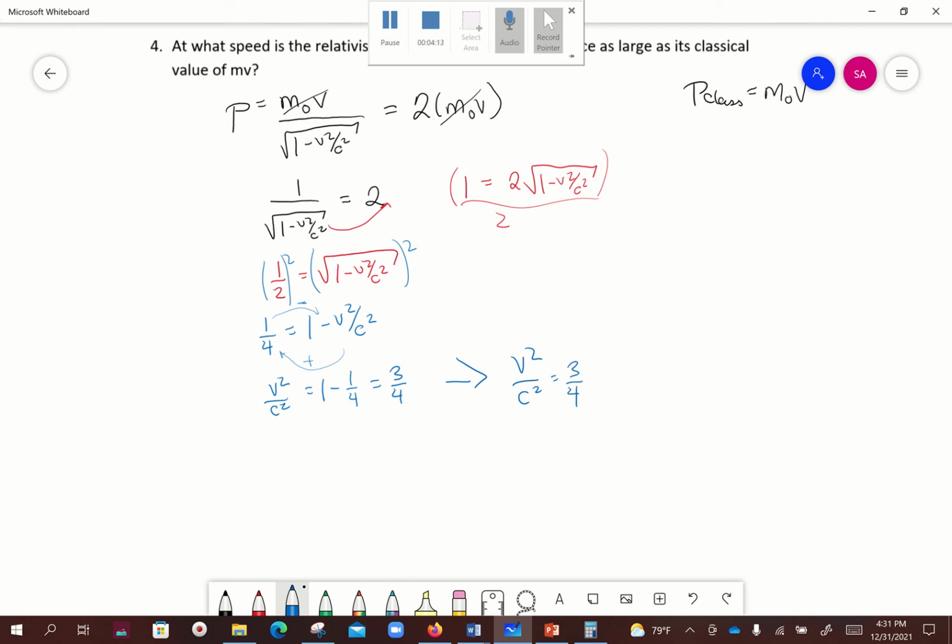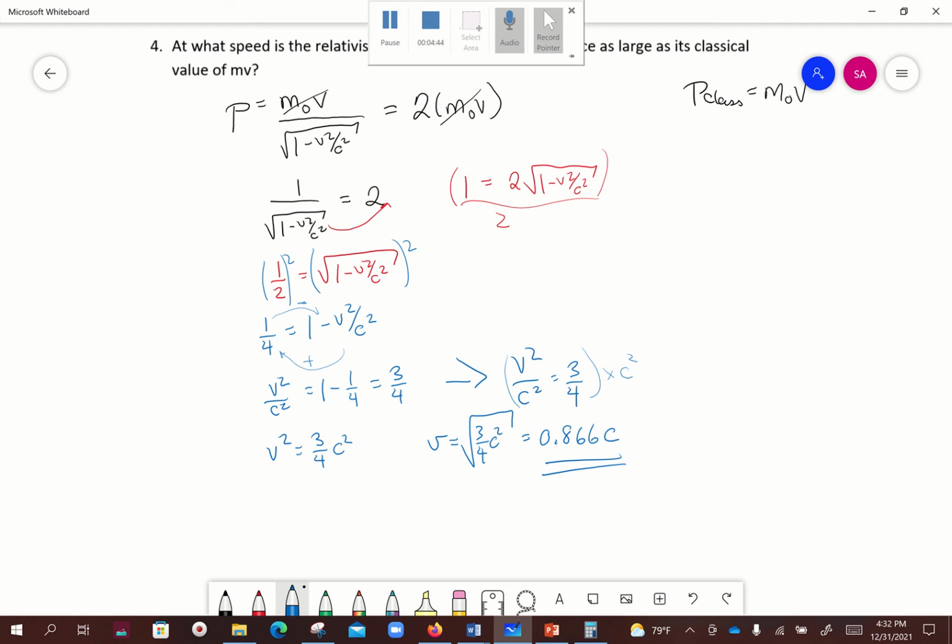So now I'm almost there, right? To get the v by itself, I'm going to multiply both sides by c squared. So v squared is equal to 3/4 c squared. And so v is equal to the square root of 3/4 c squared. Taking the square root of 3/4, I get 0.866, and taking the square root of c squared, I get c. So it's going at 0.866 times the speed of light.